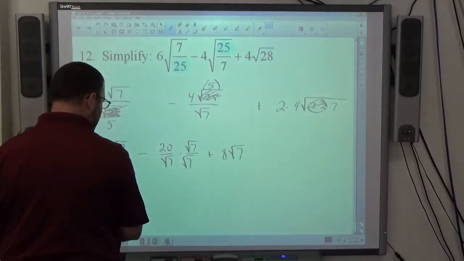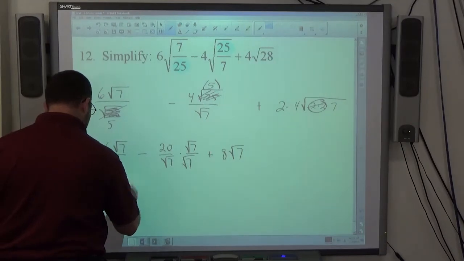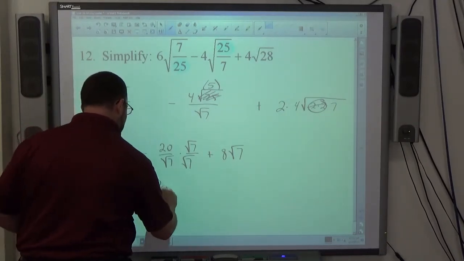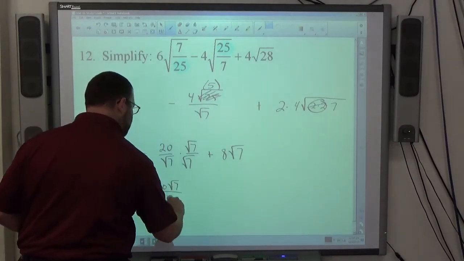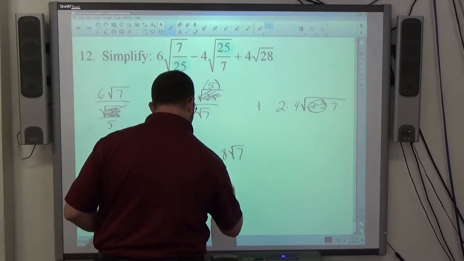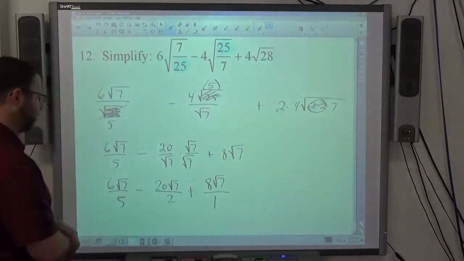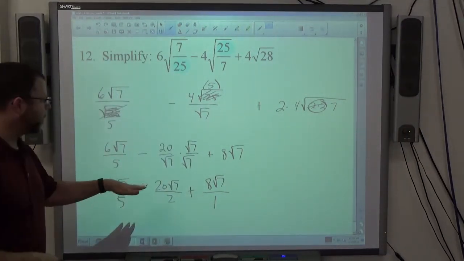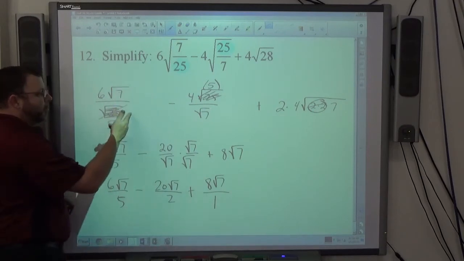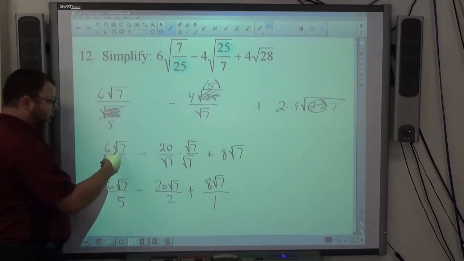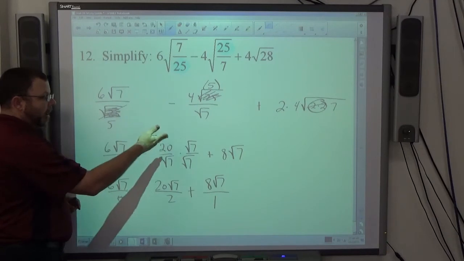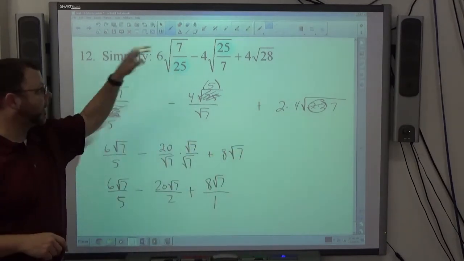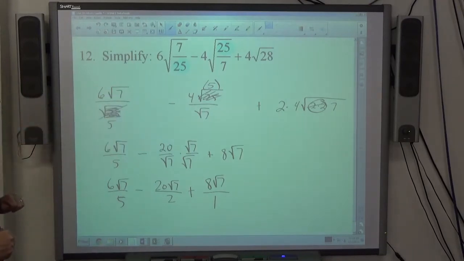So what we end up with is 6 times the square root of 7 over 5 minus 20 times the square root of 7 over 7 plus 8 times the square root of 7 over 1, if you want to have a denominator on that. Everything's square root of 7. So again, if I multiply top and bottom by the square root of 25, all of a sudden I got the square root of 175 here, and that doesn't match the square root of 7. So again, expect it to have a perfect square on the test, and expect to handle it in this manner.